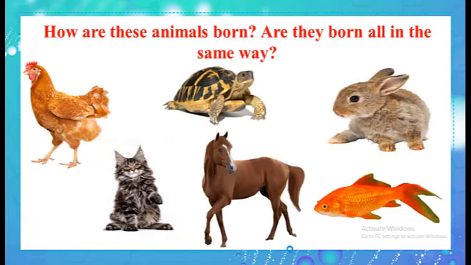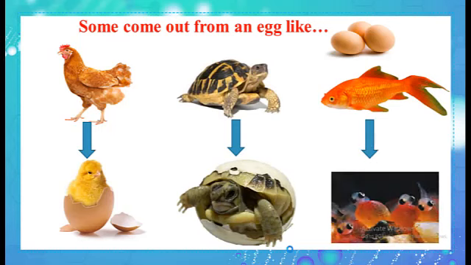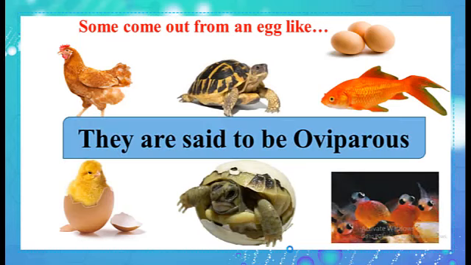How are these animals born? Are they born all in the same way? Some come out from an egg like the chicken, like the turtle, and like the fish. They are said to be oviparous. And some come out from their mother's uterus like the cat, the rabbit, and the horse. They are said to be viviparous animals.